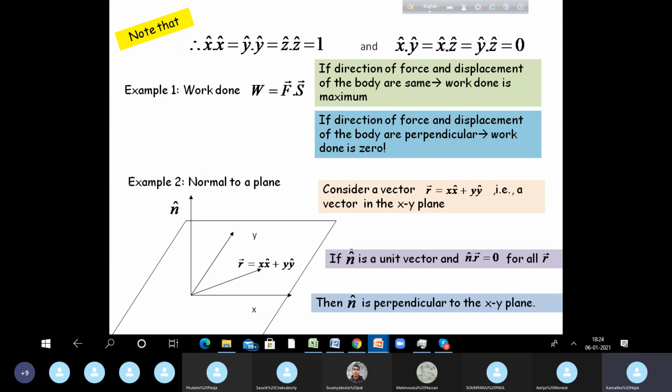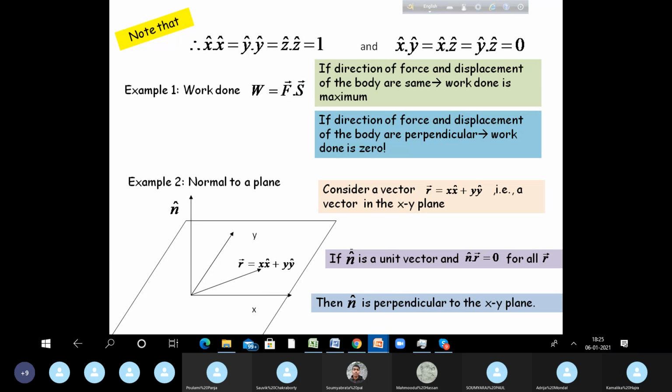Clear? So in this manner, using the dot product, you can find the normal to a given plane. How will you find the normal to a given plane? If you are given a vector and you are asked to determine whether it is the normal to a given plane, then you take a vector in the given plane, you take the unit vector along the given vector, and take the dot product of the two. If the dot product comes out to be 0, then you can safely say that yes, this is a normal to the given plane. If the dot product is non-zero, then you can safely say that no, this is not a normal to the given plane. Is this clear to everybody?